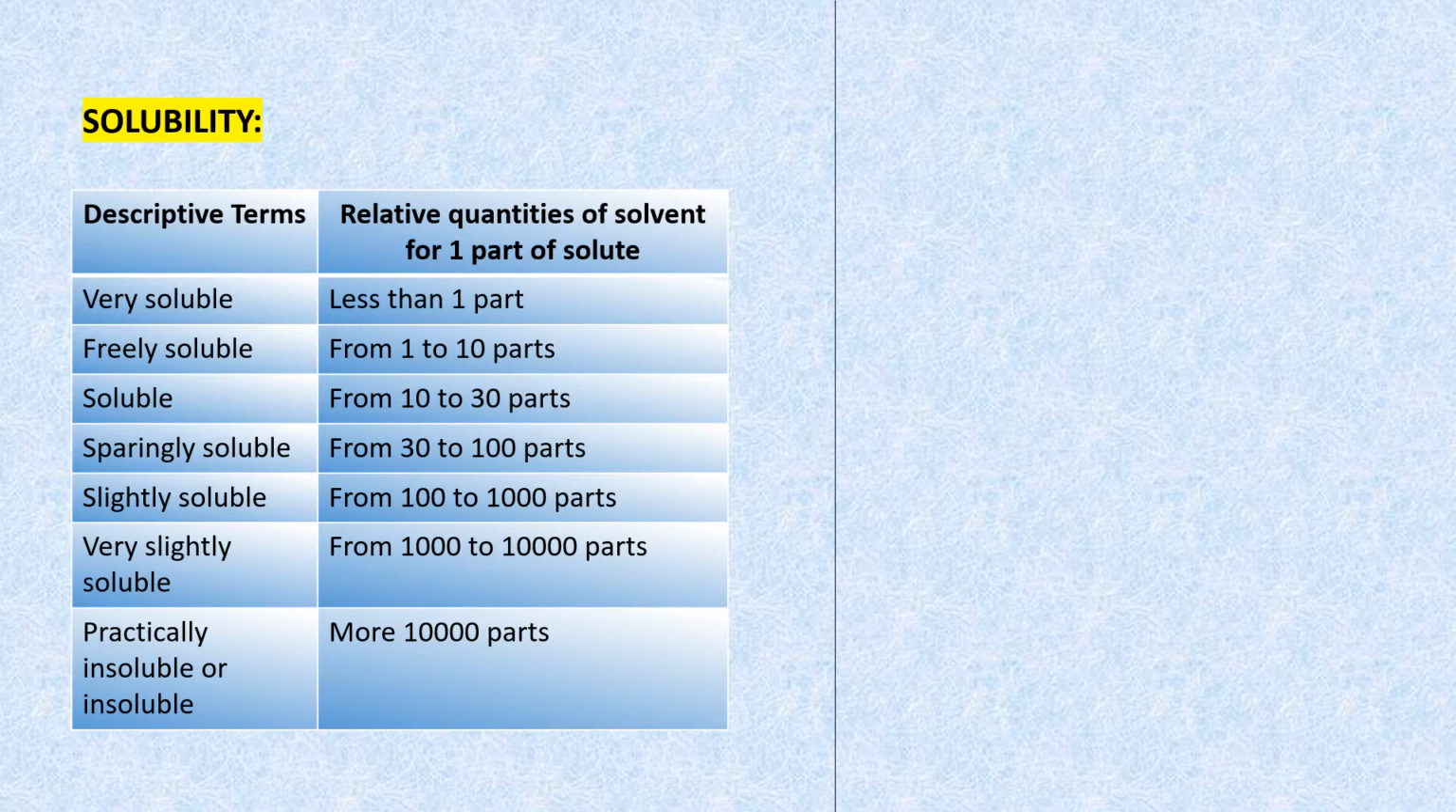If I require 1 to 10 ml to dissolve 1 gram of substance, I will call it as freely soluble. If I require more than 10 but less than 30 ml of solvent to dissolve 1 gram of solute, then I will call it soluble. If it requires more than 30 ml but less than 100 ml, then it is called as sparingly soluble.